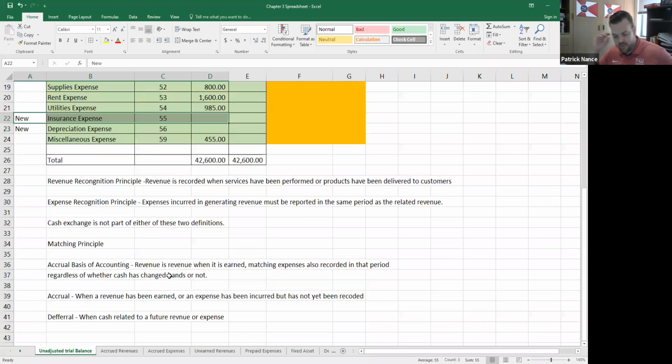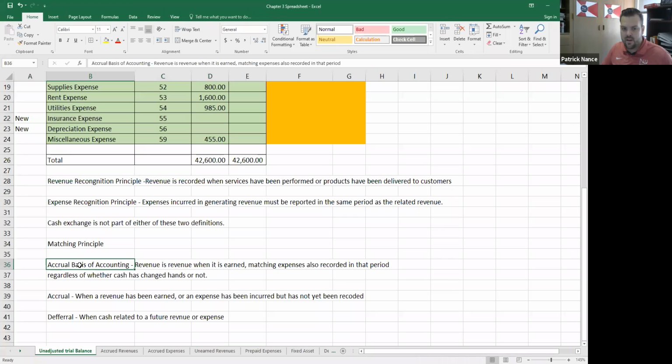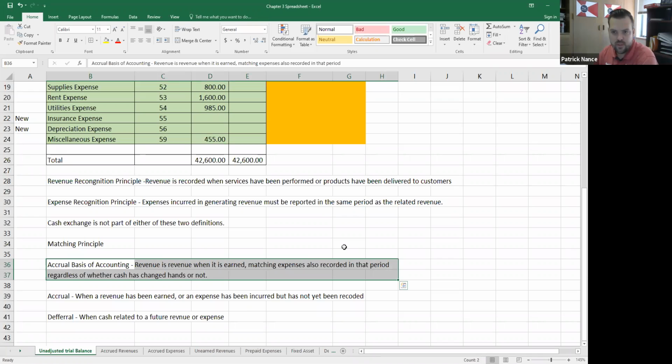So a couple of principles we really have to know in order to understand this chapter fully. There are two major categories of how you can do accounting. There's the accrual basis of accounting, which I have right here, and then there's the cash basis of accounting. In this class, we're really only going to use the accrual basis. So I'll mention cash right now, and really won't talk about it much other than that.